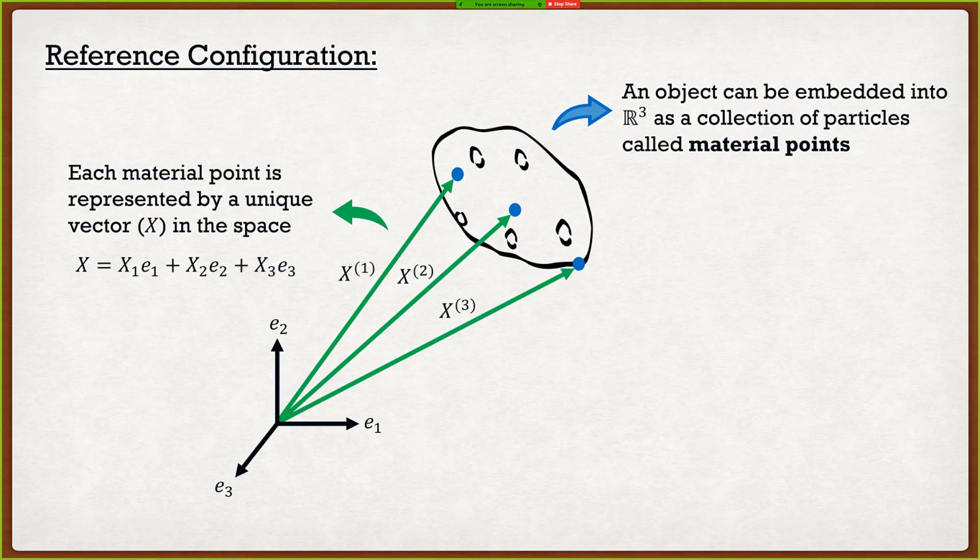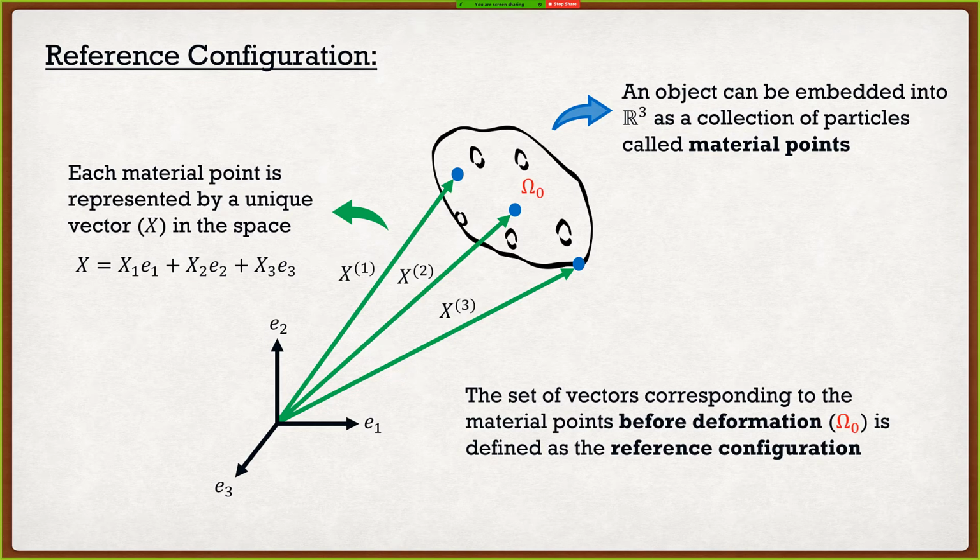Now, if we look at these vectors, since we're dealing with an orthonormal basis set, each one of these vectors can be written as a linear combination of the basis set. So if we had a vector x, we can just write it as x1 e1 plus x2 e2 plus x3 e3, basically the components in each direction. All right, and the collection of these vectors, because we have many vectors here representing this potato, is referred to as the reference configuration, or omega naught.